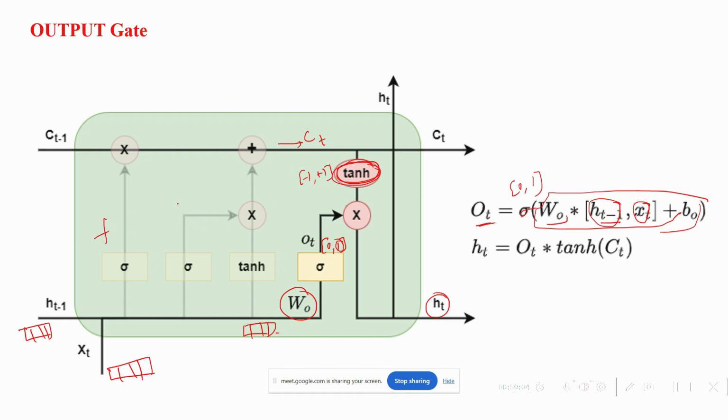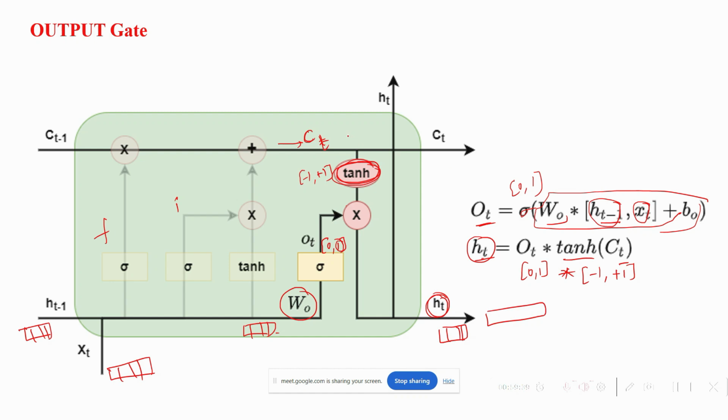After applying the forget gate and the input gate, we get some ct value. That ct value is given to tanh, tanh of ct, which becomes -1 to +1. Now you already know the value of ot, that is 0 or 1. We multiply these two things, and we get the new value, that is called ht. That ht is carried forward to the next layer as input for the next neuron.